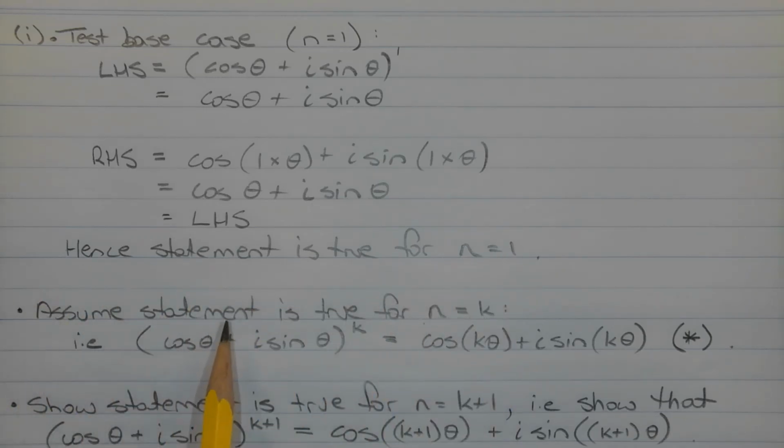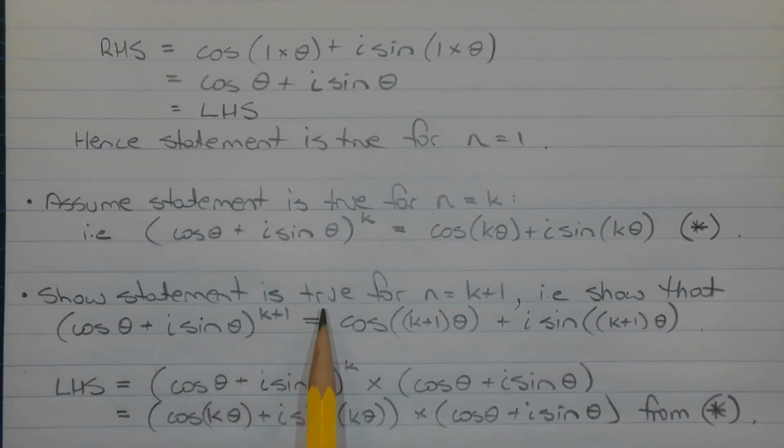Next, assume the statement is true for some integer n equals k. In other words, (cos θ + i sin θ)^k = cos kθ + i sin kθ, and I've labelled this equation with an asterisk. We'll use that later on when we refer back to the assumption.